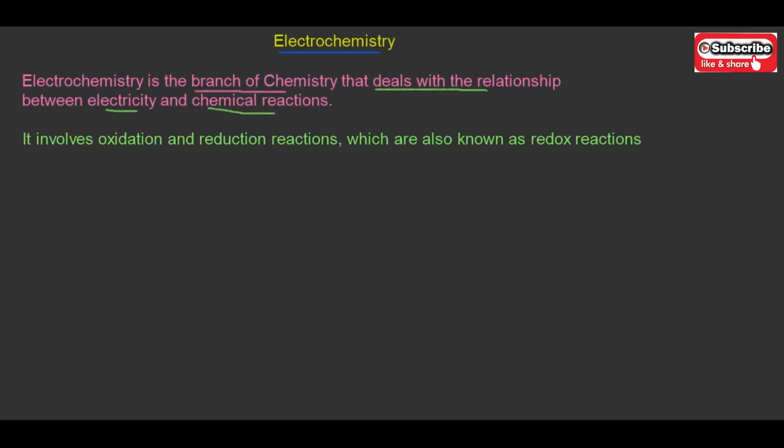Students, today we will discuss another chapter of chemistry, that is electrochemistry. Electrochemistry is the branch of chemistry that deals with the relationship between electricity and the chemical reactions that occur. This branch basically involves oxidation and reduction reactions, which are combinedly known as redox reactions. We will study one by one what is oxidation and what is reduction.